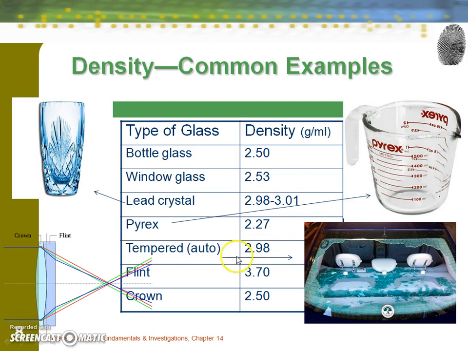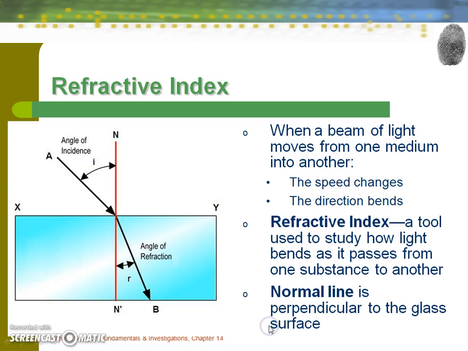we've looked at. Tempered or auto glass, which is designed to shatter in a specific way where it sticks together to try to minimize damage, has a relatively high density as well. And then the flint and crown describe parts of a lens, which have varying densities as well.